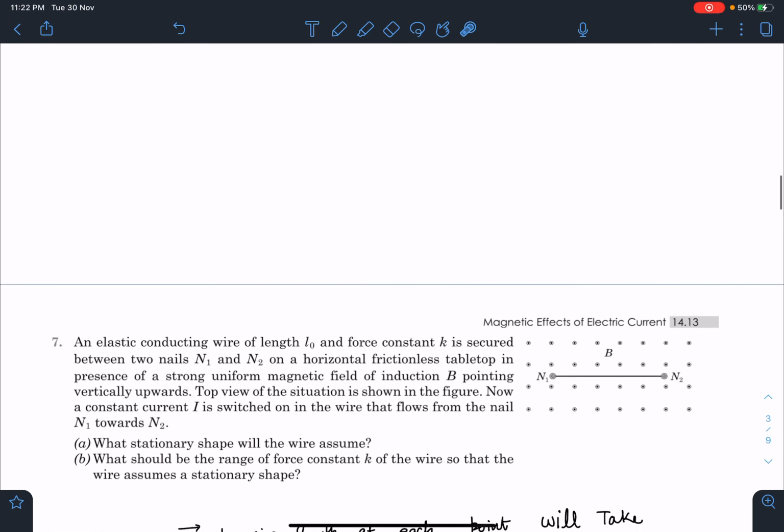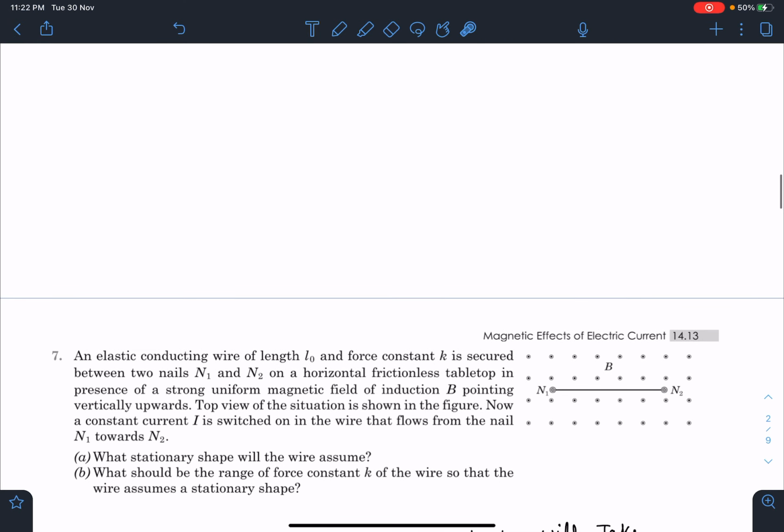So here is the problem statement. An elastic conducting wire of length L0 and force constant K is secured between two nails N1 and N2 on a horizontal frictionless tabletop, in the presence of a strong uniform magnetic field of induction B pointing vertically upwards. Top view of the situation is shown in the figure. Now a constant current I is switched on in the wire that flows from nail N1 to N2. What stationary shape will the wire assume?